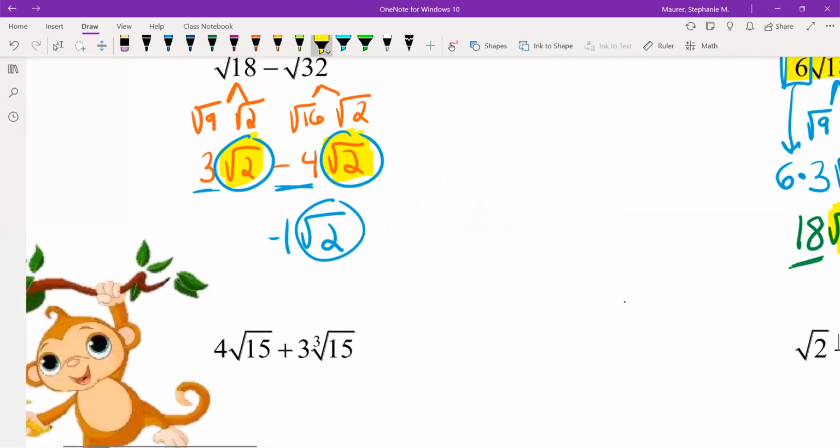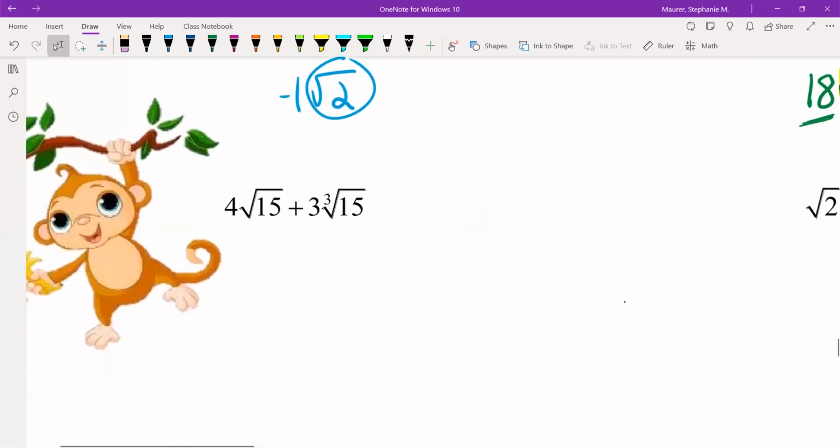Now the next one's an interesting one. If you stare at it, it does the same thing. It has a 4 out front and a 3 out front. But there is something more important we should notice. Stare at that for a second. Is there anything else you notice about this problem?